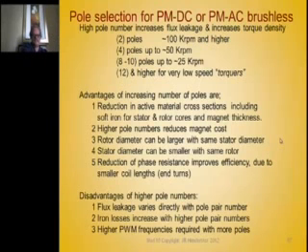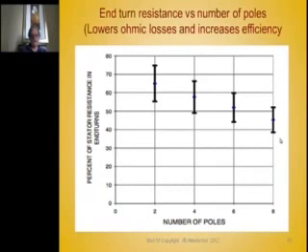But the disadvantage of higher pole numbers is flux leakage. Pole flux leakage varies directly with the pole pair number. Iron losses increase with higher pole pair numbers, and higher PWM frequencies are required, which affects the inverter. Here's an example of the end turn resistance versus the number of poles. You can see the percent of the stator resistance in terms of the percent of the end turn resistance as a percentage of the total phase resistance.